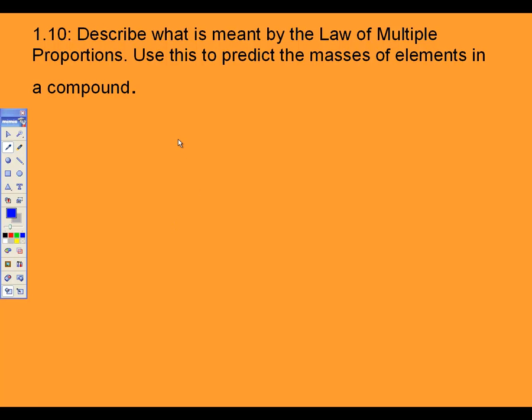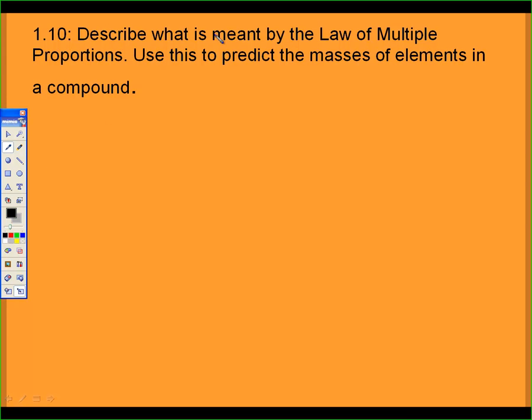So we've talked about definite proportions. Today we're going to talk about multiple proportions, and then we're going to use this to predict the masses of elements in a compound. So we've got kind of two jobs here. First, we're going to describe what this law means, multiple proportions. And then we're going to use it to predict some masses. So those are our two tasks to do. So here we go.